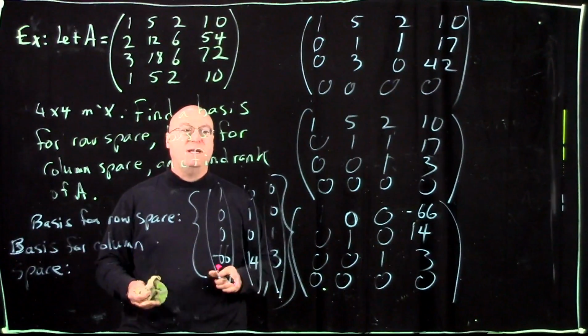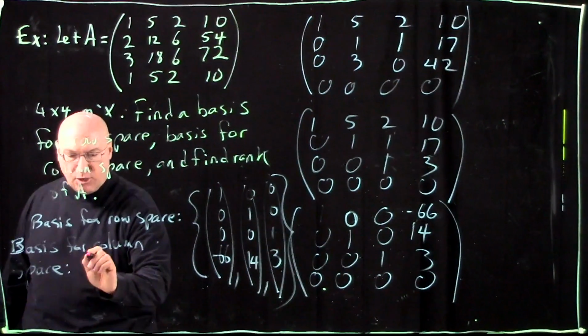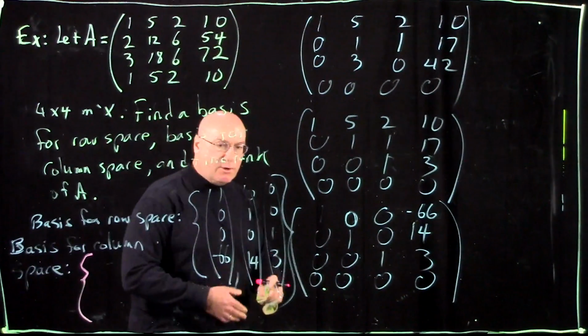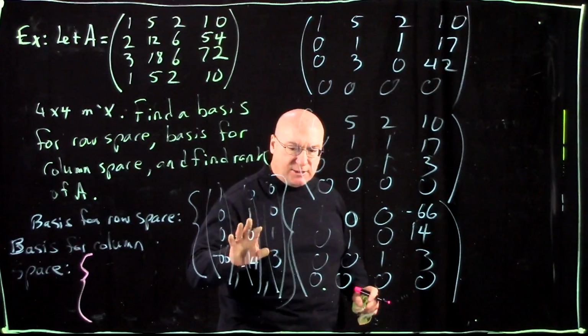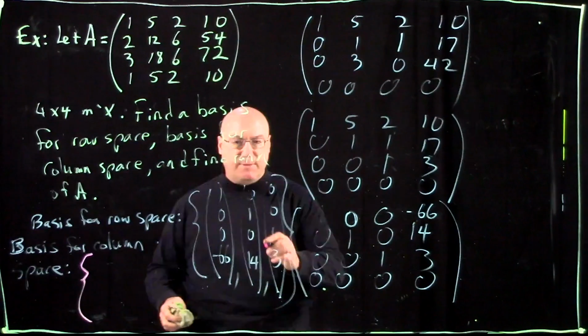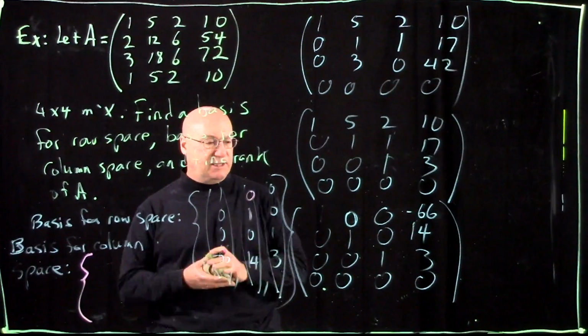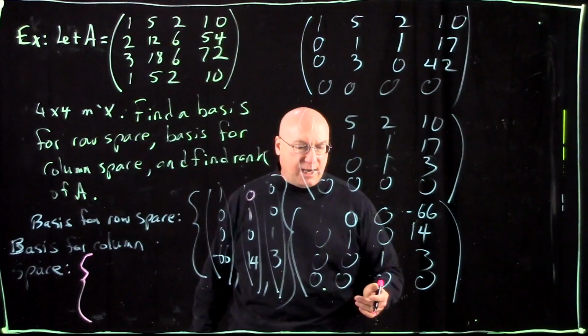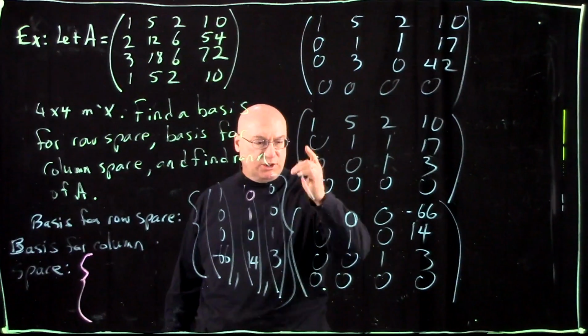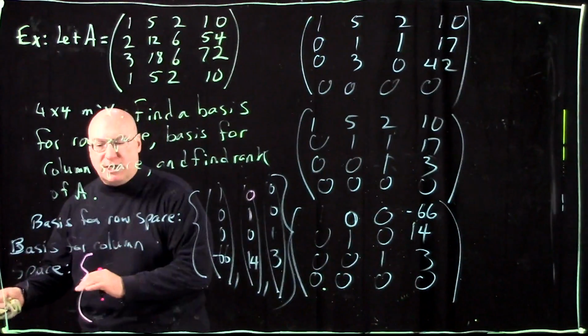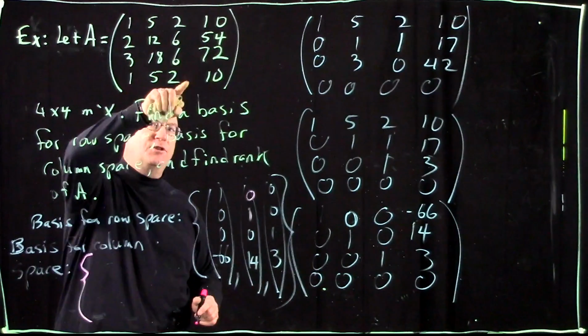Basis for the column space, then, I look at, well, I know this much, don't I? I know that it's going to have 3 vectors in it because the row space basis has 3 vectors. The row space is a 3-dimensional vector space, and so the column space has to be a 3-dimensional vector space. And the way I get it is I go look at the pivot columns, which is the first, second, and third. So I go back to the original matrix, and I use the first, second, and third columns.